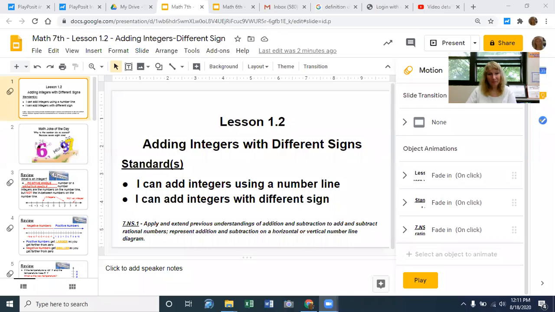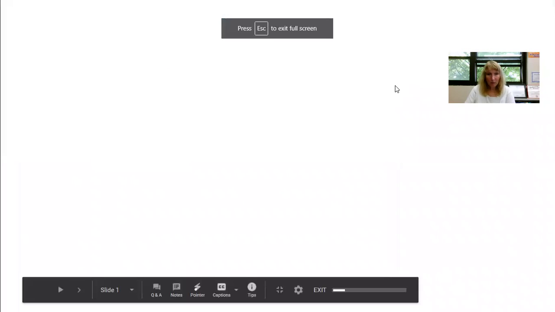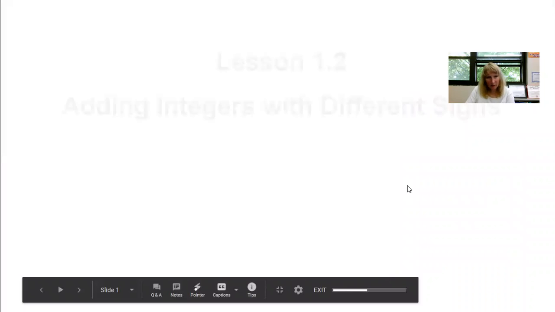Hello, this will be lesson 1.2, adding integers with different signs. So let's get started. Okay, this will be lesson 1.2 as I said.